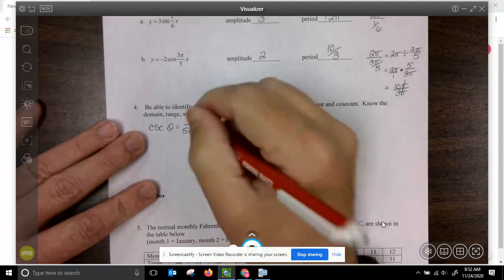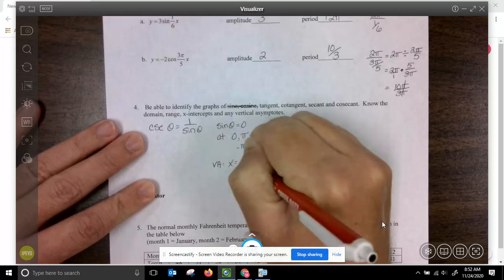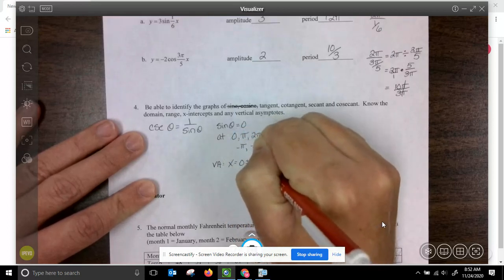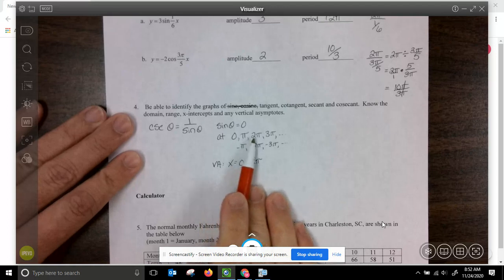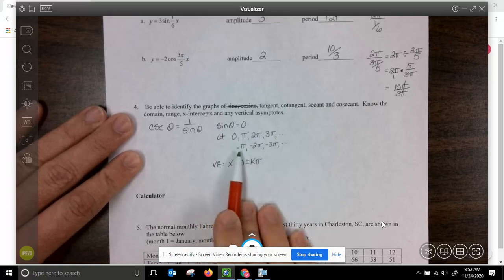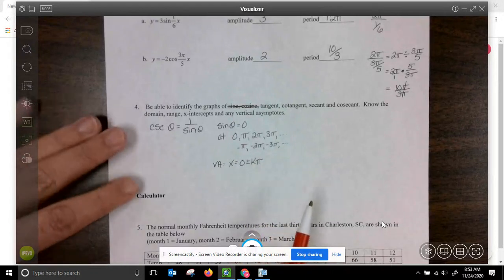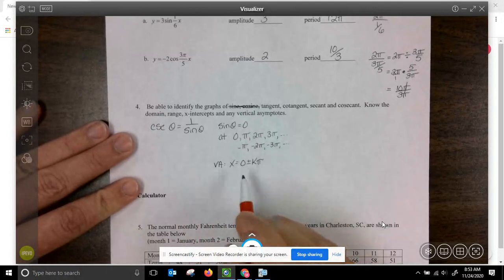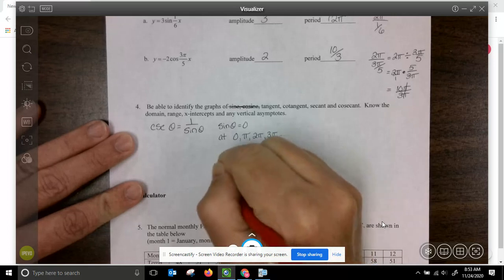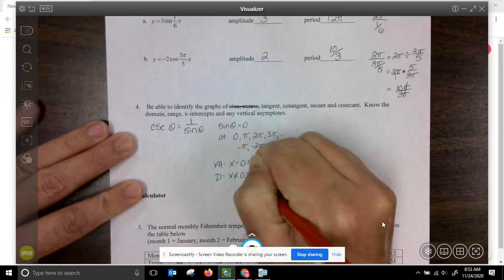So my vertical asymptotes are actually x is equal to 0 plus or minus k pi, where k is just an integer. K is 1, 2, 3, 4. That's why we get positive 1, 2, 3, 4, negative 1, 2, 3, 4. So that's one way to think about it. Also, our domain would just be all x's except these, because vertical asymptotes are not in our domain. So my domain for this would be x not equal to 0 plus or minus k pi.